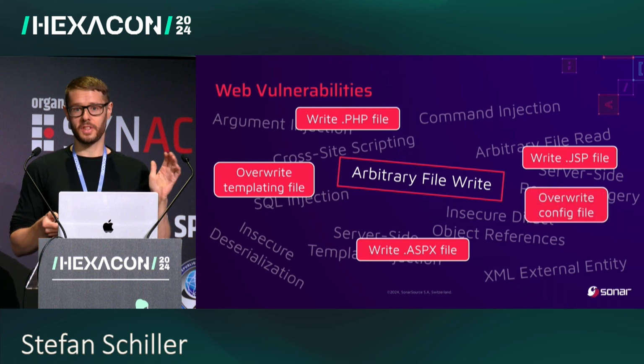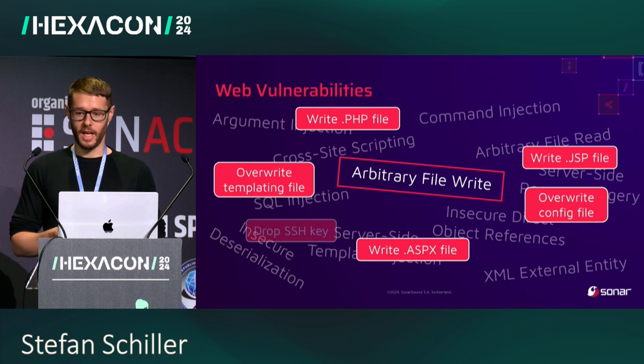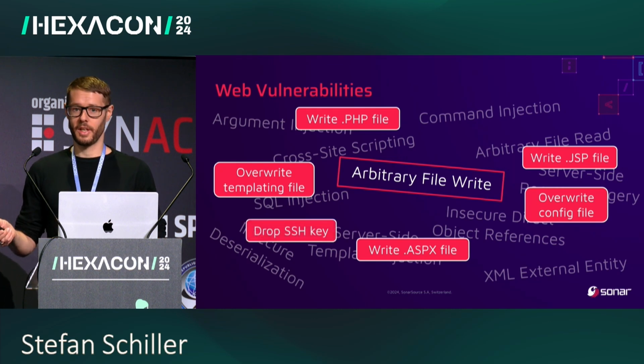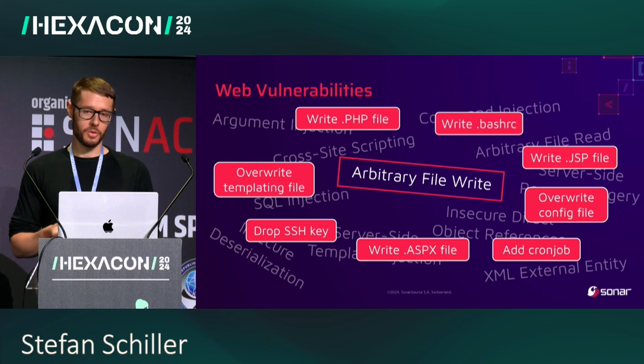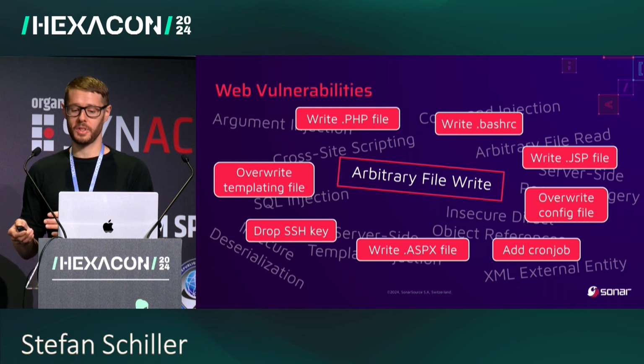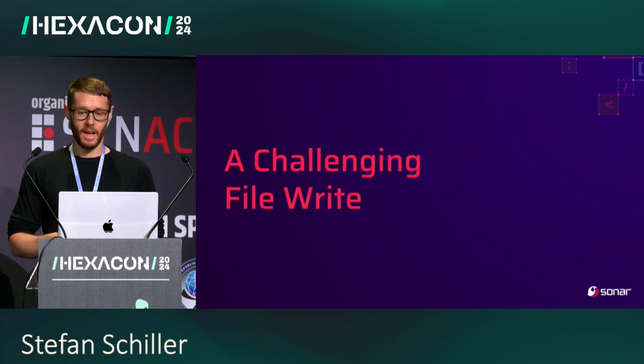And even if this does not work, we can leverage more generic techniques and drop an SSH key, add a cron job, or overwrite a user's bashrc file. So there are usually a lot of easy paths to turn a file write vulnerability into code execution. However, today I want to tell you the story of a more challenging file write.